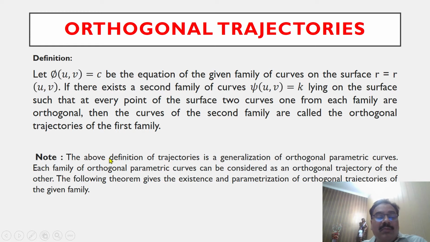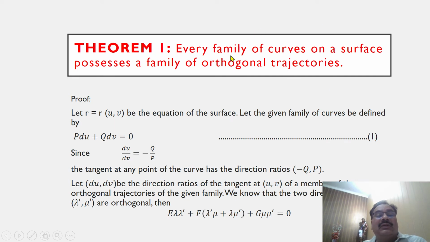We have to remember that the above definition of trajectories is a generalization of orthogonal parametric curves. Each family of orthogonal parametric curves may be considered as an orthogonal trajectory of the other. The following theorems give the existence and parameterization of orthogonal trajectories of the given family. Let us look at the theorems.